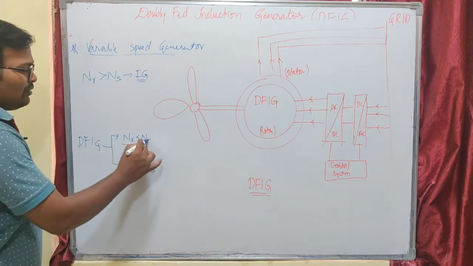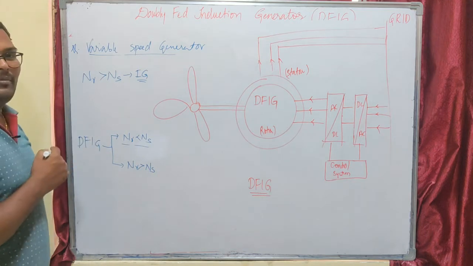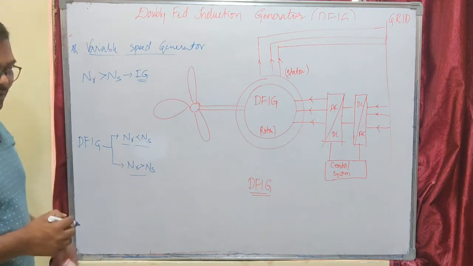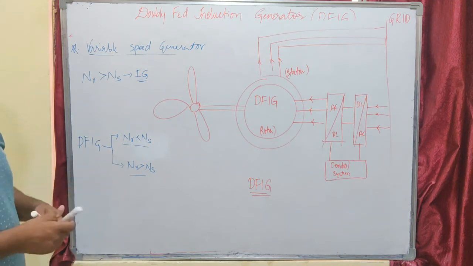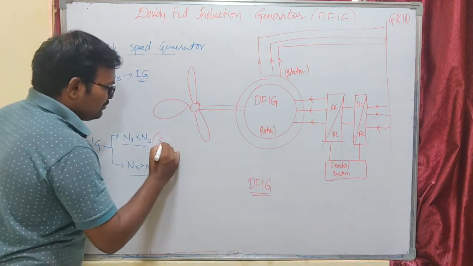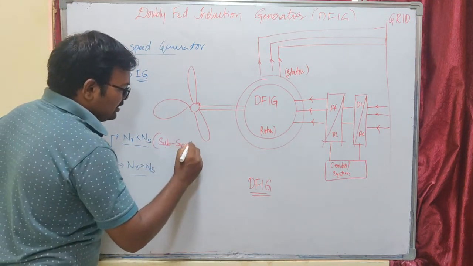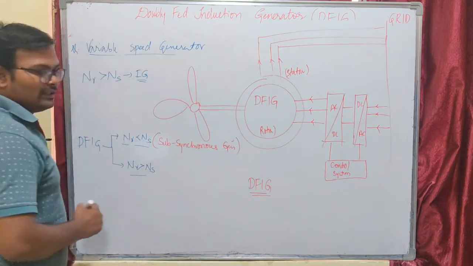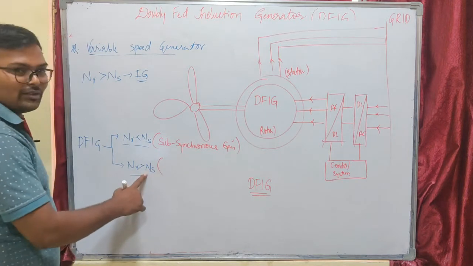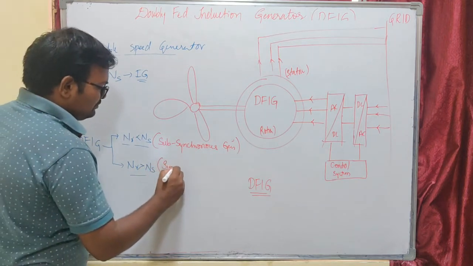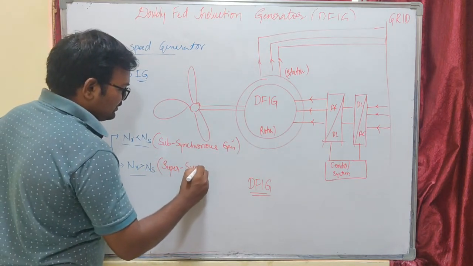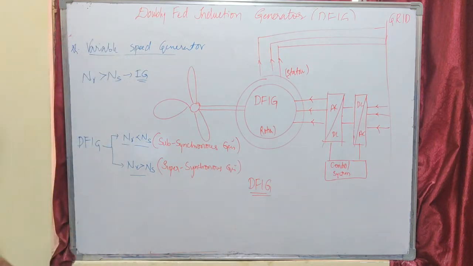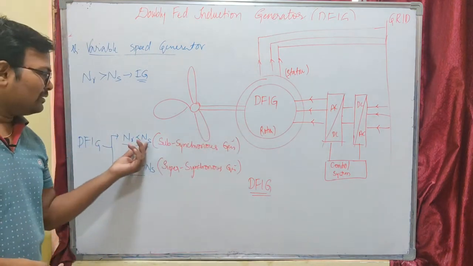That means even if the rotor speed is less than synchronous speed, our machine will operate as a generator, and it will operate as a generator even if our rotor speed is greater than synchronous speed. So when our rotor speed is less than synchronous speed, this mode of operation is called subsynchronous operation, subsynchronous generation. Whenever our rotor speed is greater than synchronous speed, this operation is called super synchronous operation, super synchronous generation.